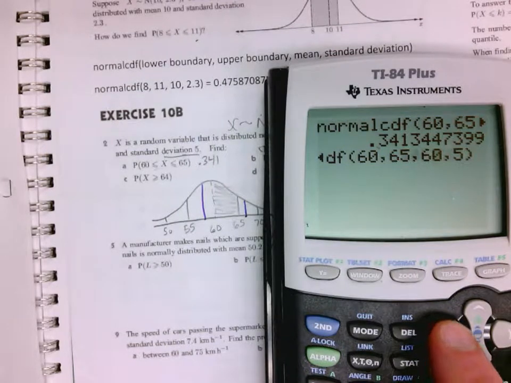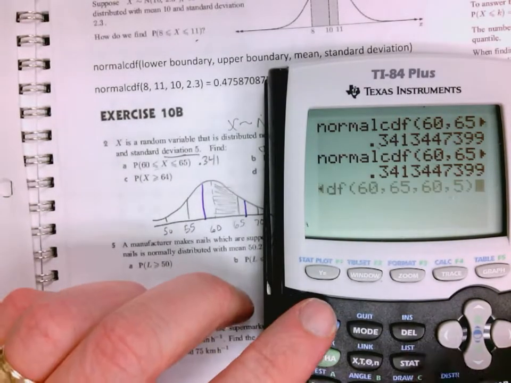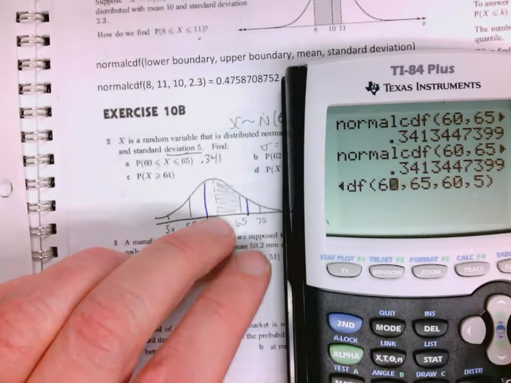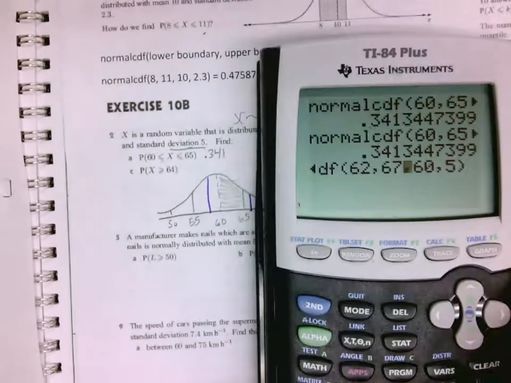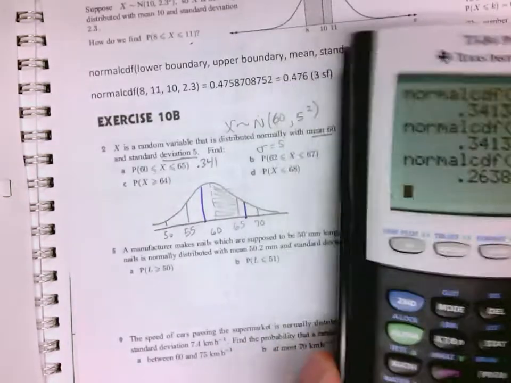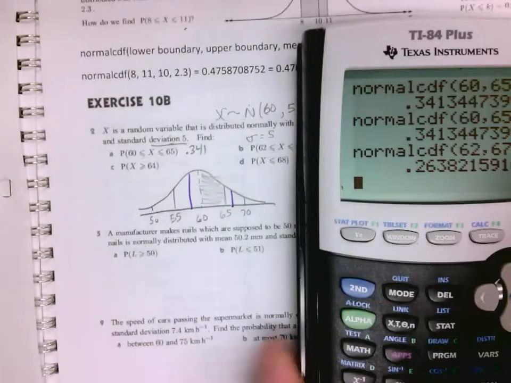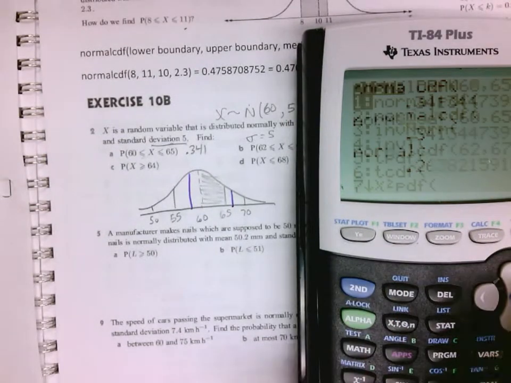You just got to put the numbers in with commas. So lower bound, upper bound, mean, standard deviation. So I'm gonna hit second enter, and I'm gonna change, instead of 60 to 65, now I'm going 62 to 67. You certainly can go back to the place where you started it, but the other stuff stays the same. Okay, and so I go, oh, wait a minute here. Between 62 and 67, that area is smaller. What happened?